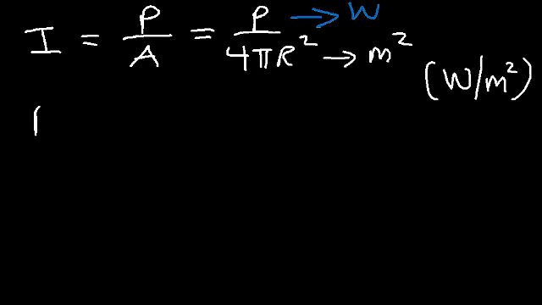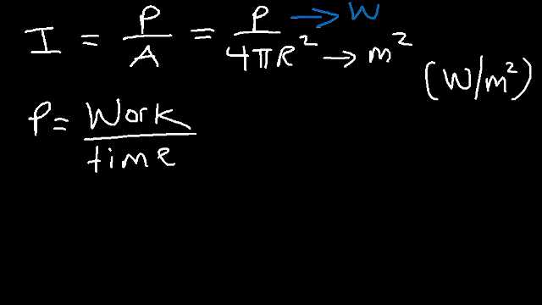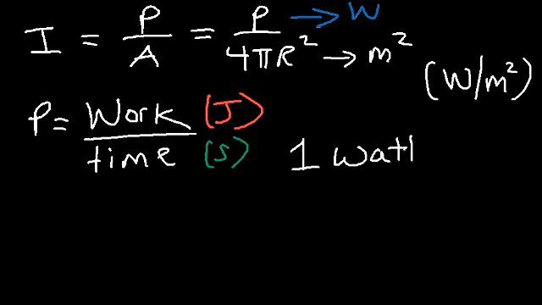Now keep in mind, power is work divided by time, and work is the amount of energy that's transferred. Work is measured in joules, time is measured in seconds. So 1 watt represents the transfer of 1 joule per second. 50 watts tells you that in 1 second, 50 joules of energy is being transferred. So power is the rate of energy transfer.